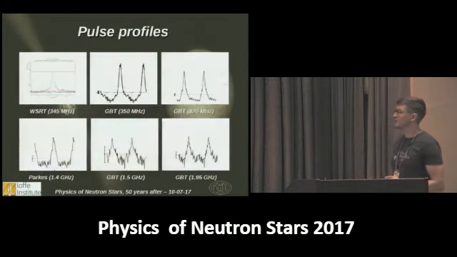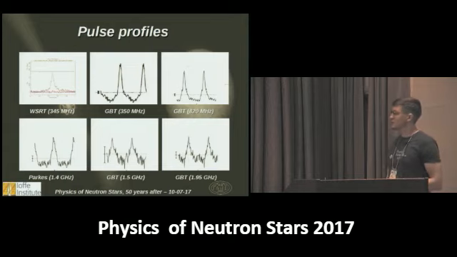Here are the pulse profiles. They were made at different frequencies from different telescopes. The procedure of making these pulse profiles is standard. We apply a fast Fourier transform to the recorded dispersed data and then stack every single pulse on top of each other to get the highest signal to noise.